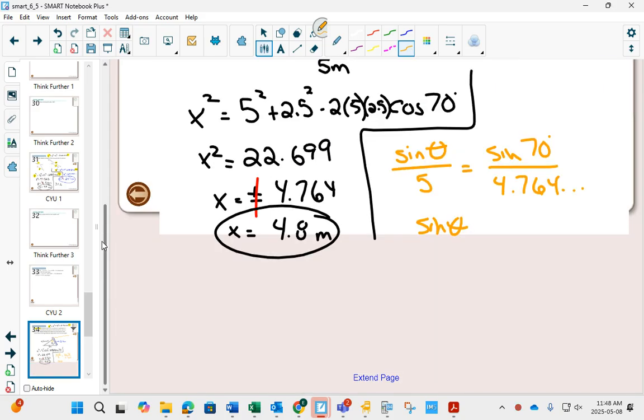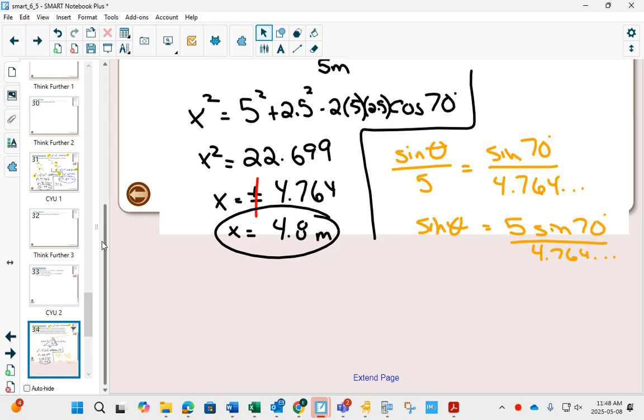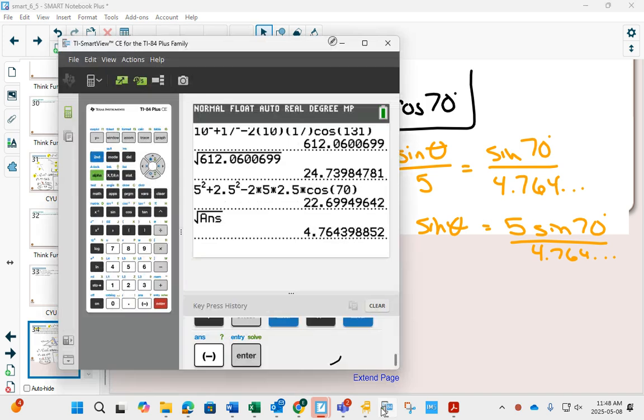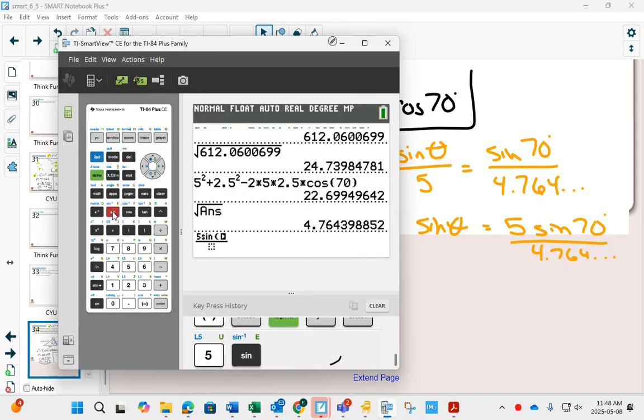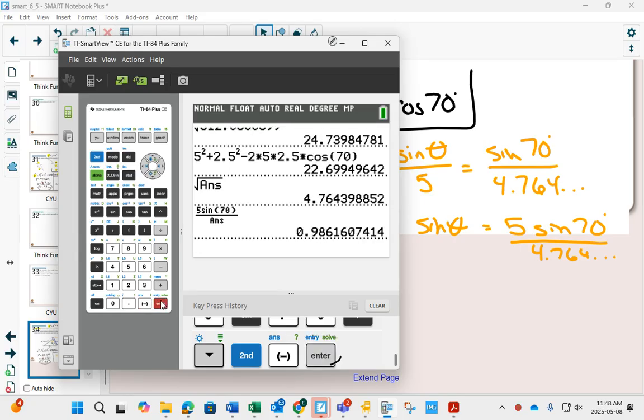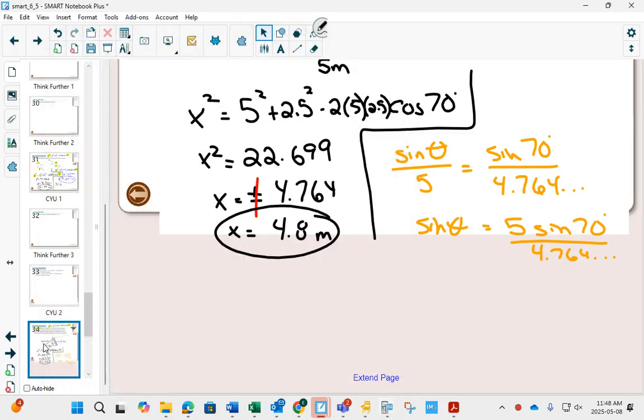And so sine of theta is going to equal, if I multiply both sides by 5, and I'm going to type that into my calculator, my fraction button, 5 sine of 70 divided by, and I'm going to go second answer to steal that answer with all of its decimal places from before, push enter. Sine of theta is 0.986.